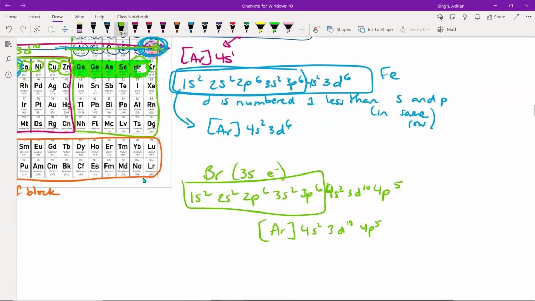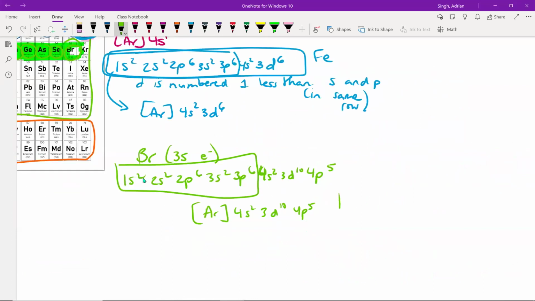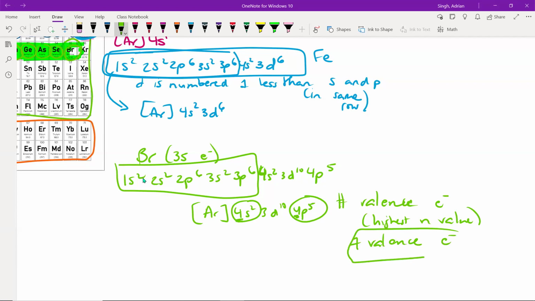Now if I want to determine the number of valence electrons, those are the electrons in the highest n value, which in the case of bromine is the fourth energy level. So I have 2 electrons in the 4s, 5 electrons in the 4p. 5 plus 2 is 7. So I have 7 valence electrons. The valence electrons are in the outermost energy level, in this case the fourth energy level. Both the S and the P belong to that energy level.